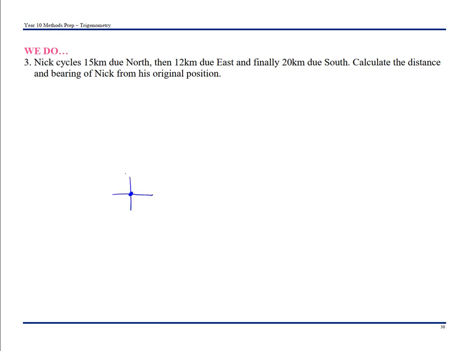Nick cycles 15 kilometres north. So 15 kilometres, then 12 kilometres due east. Now, it doesn't have to be to scale, but I'm trying to make that line look a little bit shorter than the one I just did. I'm going to move that 15 kilometres so it's out of my diagram. Now he's going 20 kilometres due south. So he's going an extra 5 kilometres past that other point.